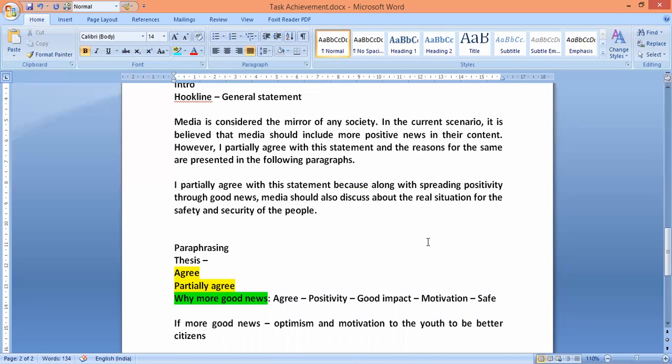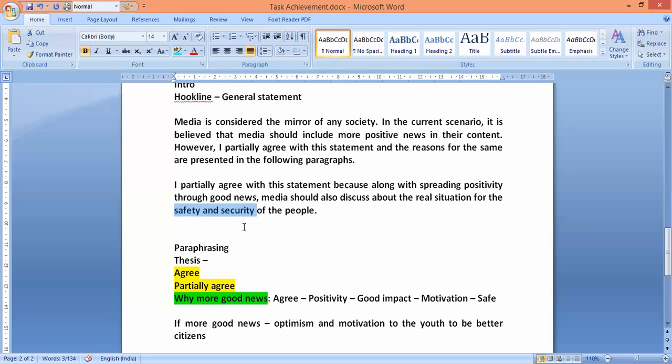So this is my specific statement. Now I am talking about how they should, along with spreading positivity. So this is my one paragraph, and this is my second paragraph idea, because I have already planned. Without planning, you cannot write a specific thesis statement, because you are only giving a little bit of an idea of what you are going to discuss. You cannot give a complete idea or explain everything in a thesis.